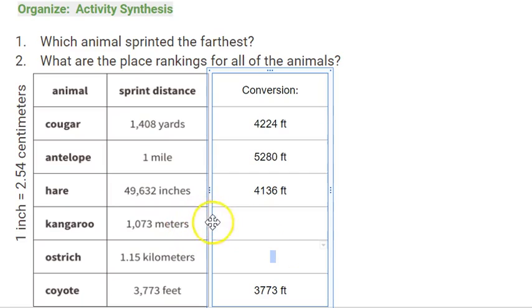How many meters are in a centimeter? Or how many centimeters are in a meter, I guess I should say. There are 100, right? So if we take the 1,073 times 100, should give us 107,300 centimeters. Are we done? No, we have to convert this into inches so we can get into the same units we've got everything else.